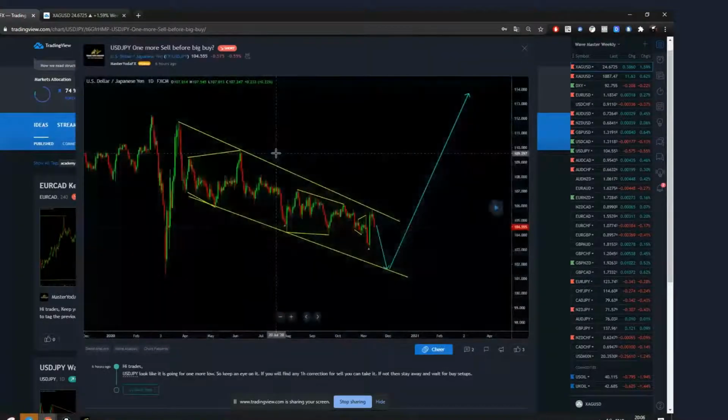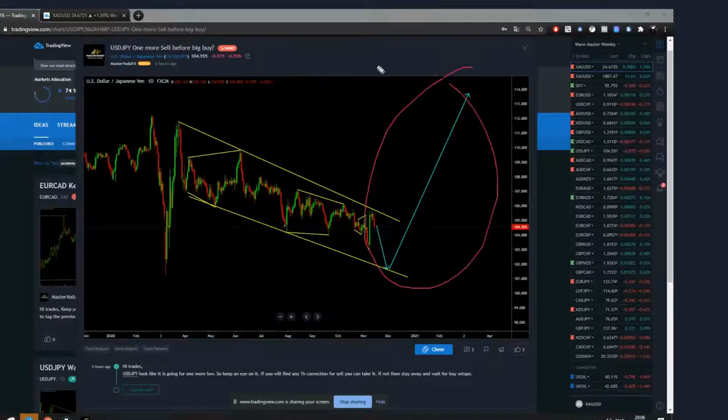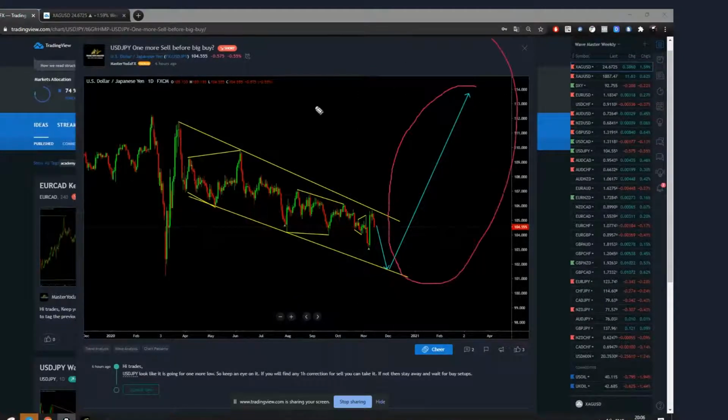USDN, this one will still go to the downside, but my main trade will be to the upside. As you can see, I'm all the time watching for the buy. There was my buy, you see this buy. This one doesn't look like it will break out of this structure. It looks like it's going for another new low. Then we will see a wave to the upside.